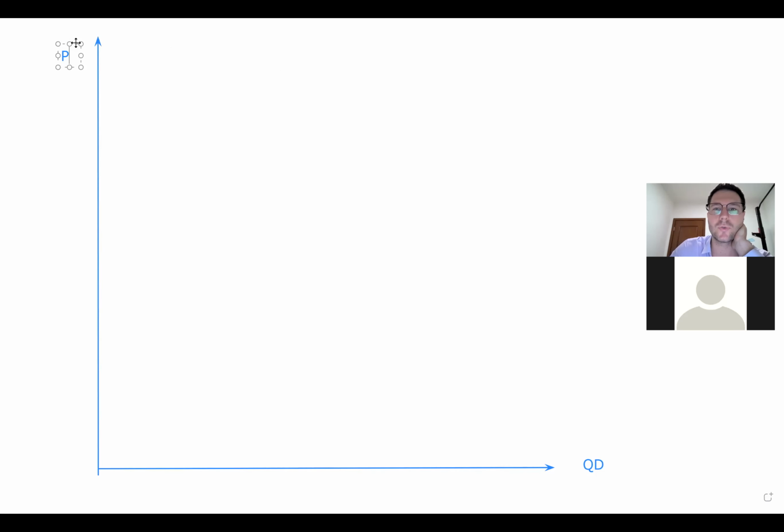Now, what if I draw this demand curve? What if I draw a demand curve like this? Is this elastic or is this inelastic? Well, if you show that to your students, many of them will tell you, wow, that's a pretty steep demand curve, right? It's a pretty steep demand curve.